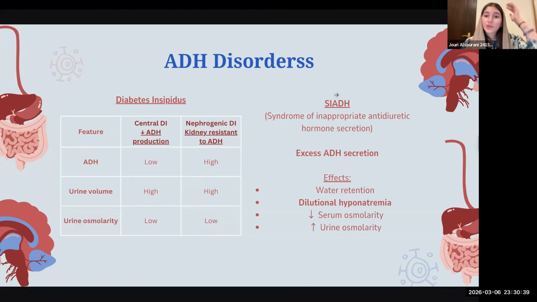And the other disorder we have is the syndrome of inappropriate antidiuretic hormone secretion, so SIADH. And in this case, we have an excess of ADH secretion. So we have so much ADH being secreted. And what this is going to cause is water retention, dilutional hyponatremia. This is important because I actually saw this in a question. You will see decrease of sodium. It has to do with this SIADH because we have an excess of ADH secretion. We have a decrease of serum osmolarity and an increase of urine osmolarity. So in the serum, the osmolarity is decreased, and urine, it's increased.